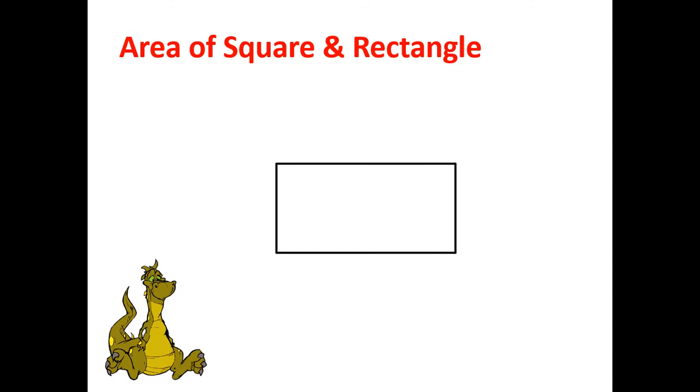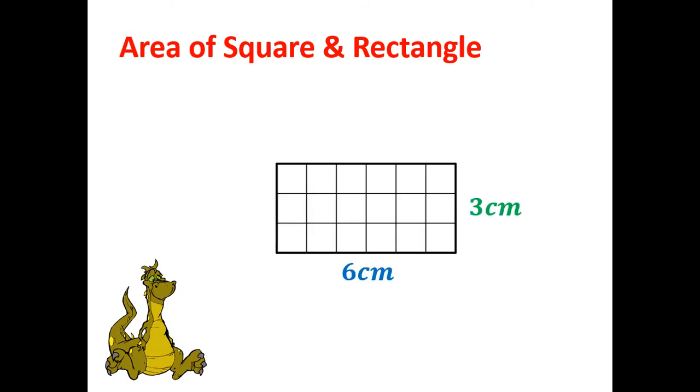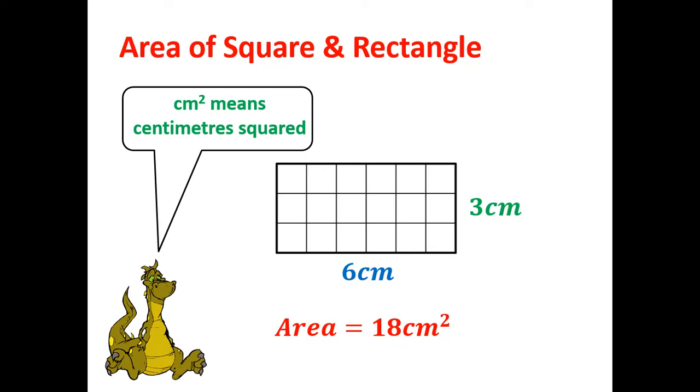If we took a rectangle and we calculated its length and its width, or its base and its height, in this example we have a base of 6 and a height of 3. You can see that we've broken it up into 18 squares. So the area of this rectangle is 18 centimeters squared. Notice that cm with a little 2 means centimeters squared. That tells us there are 18 squares inside this rectangle that are all 1 centimeter by 1 centimeter.